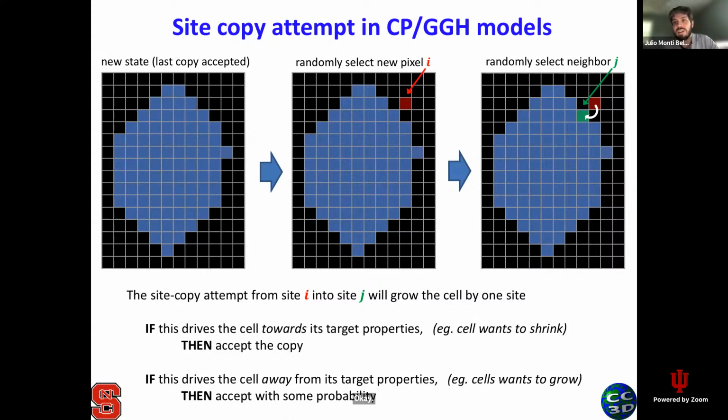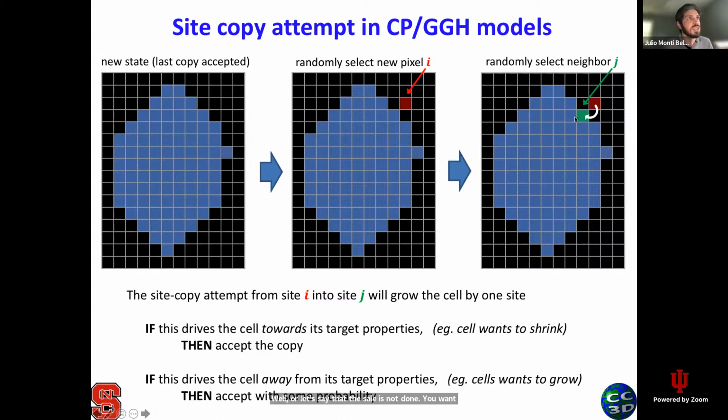So this is a site copy attempt that actually is going to shrink the volume of the cell. So will you accept this copy or not? Again, that always depends on whether this is driving your cell into its target behavior or properties or moving away from target behavior properties. So let's say that the cell is now in this size, and now it wants to shrink. If the cell wants to shrink, this is going to be a modification on the cell properties that drive it towards this property. So then you accept the copy and the cell shrinks. Or let's say that the cell is not done growing, you want to grow even more.